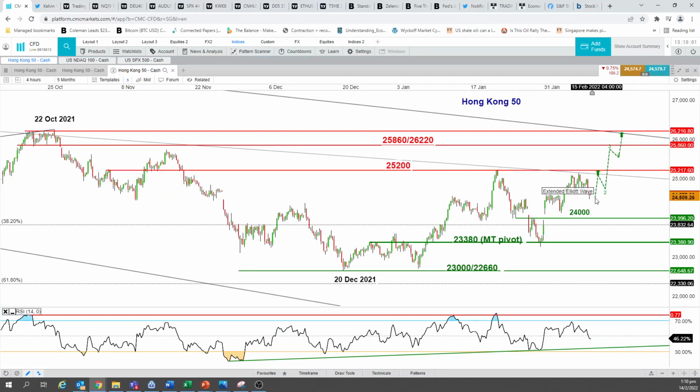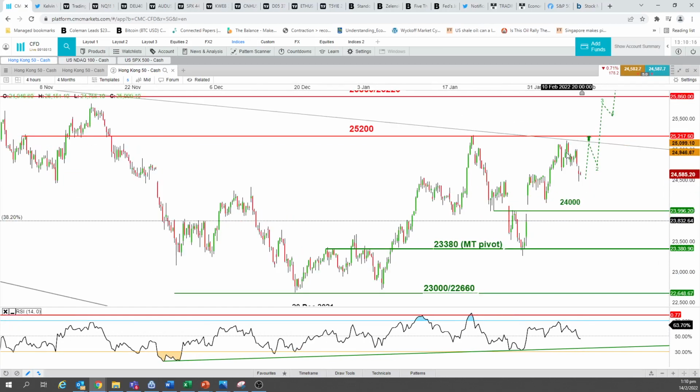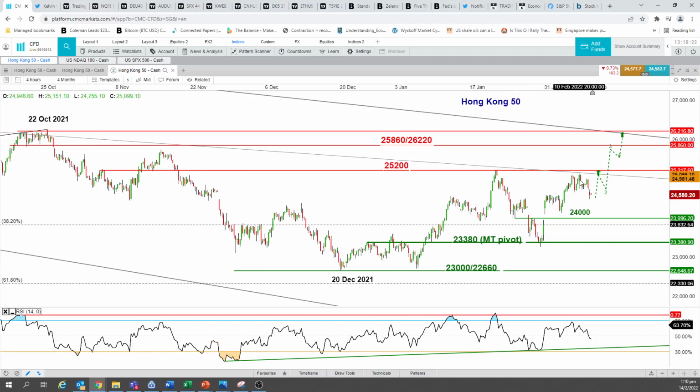Okay, now moving on to the Hang Seng Index or the Hong Kong 50 that is still showing signs of resilience. So yes, we see a push down this morning over here. But so far it hasn't broken below the intermediate support at 24,000. So last week we have a first resistance at 25,200. So it came very close to it, printed a high of 25,151 on 10th of Feb before it did that pullback.